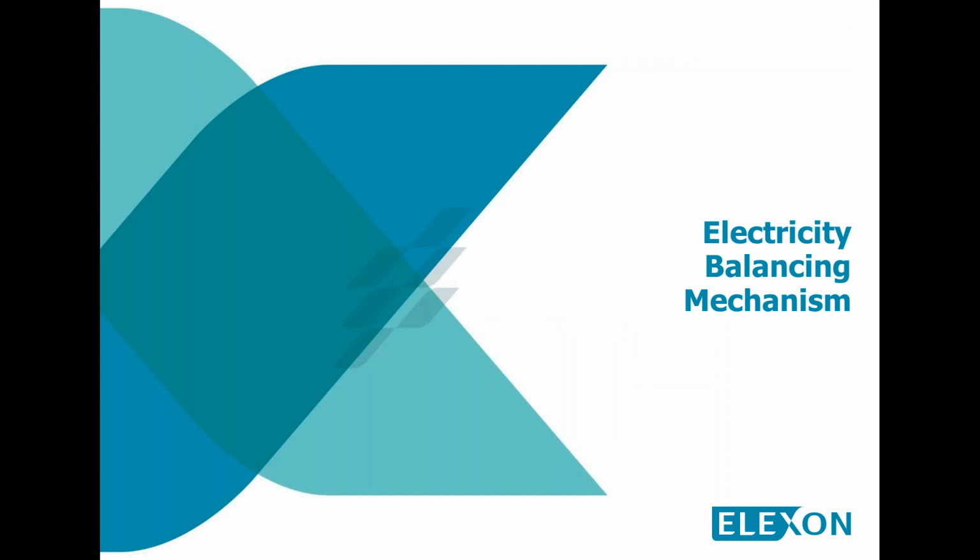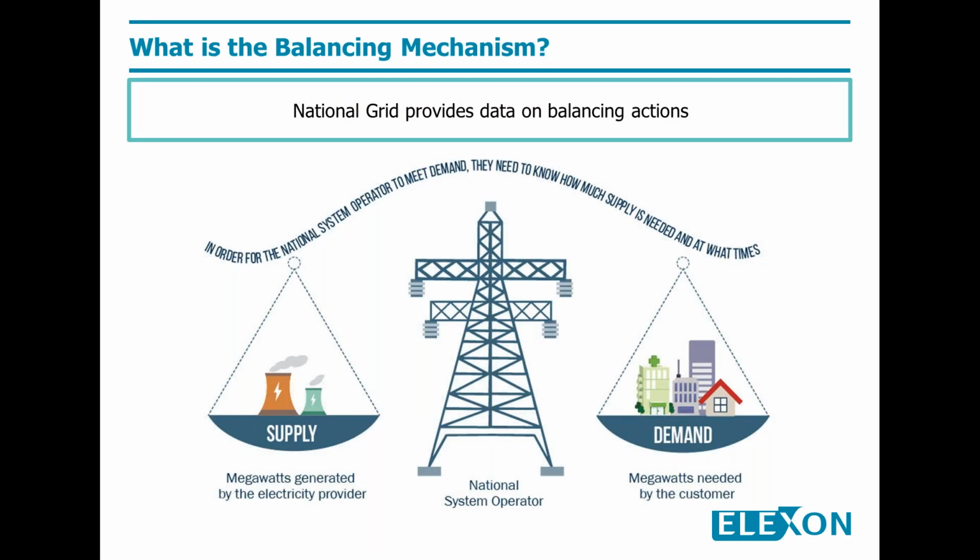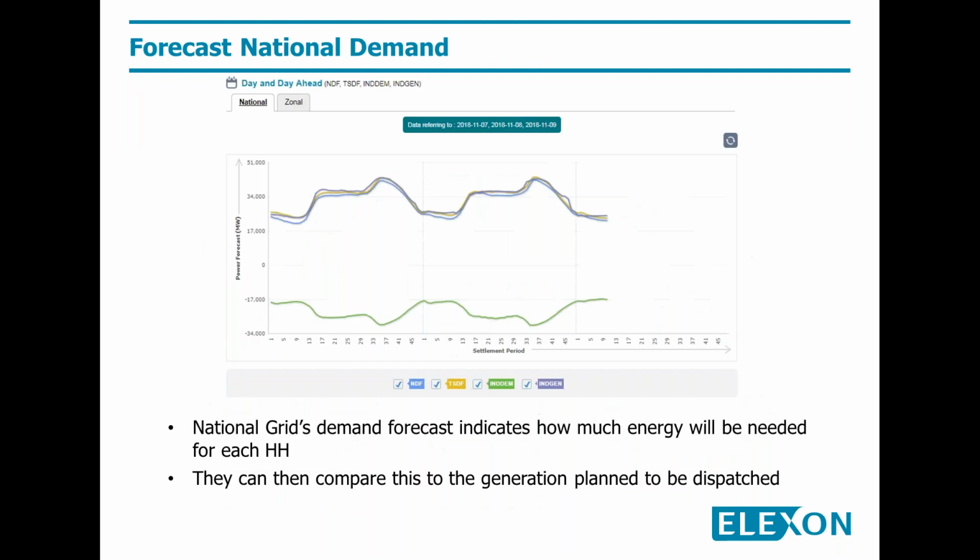Okay, so we've spoken about contracts and about metered volume. Now I'm going to move on to the electricity balancing mechanism. So what is this? This is what National Grid do to balance the system. So in order to do that, they need to know how much supply there's going to be at what time and what demand there's going to be at what time. They then provide us with data on those balancing actions, and we take that into account when doing the imbalance settlement volume.